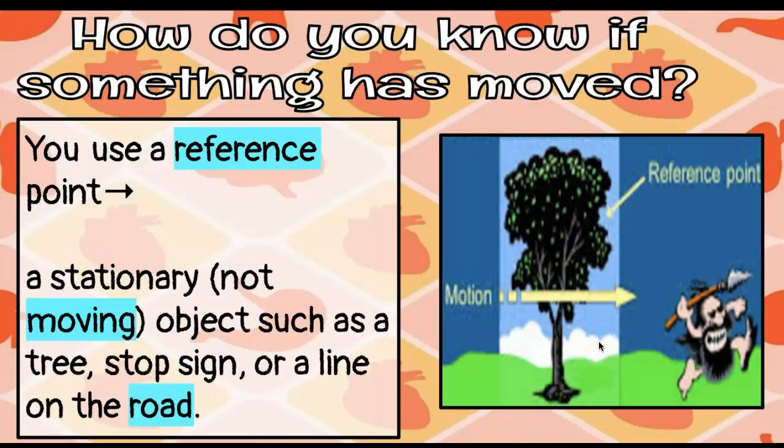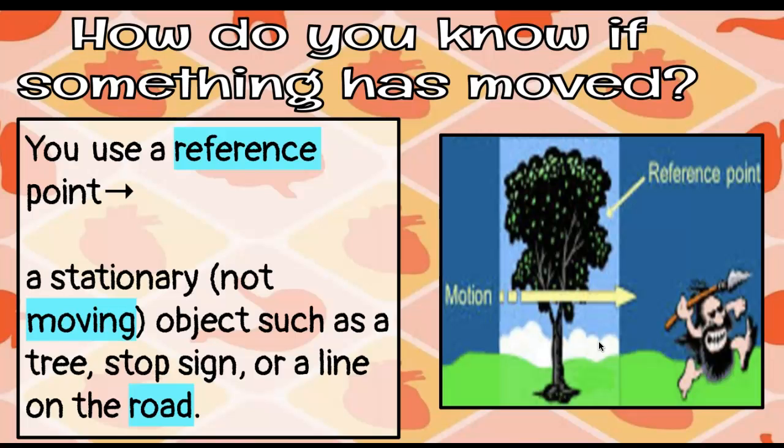Now, how do we know if something has moved or not? Well, we use something that's called a reference point. A reference point is something that's not moving. So you have to pick an object that is not moving because you're going to use that object to see if you're moving, right? So whether you're getting closer or further away from that object, that lets you know if you're in motion. If you stay the same distance away from that object, then you're not in motion.